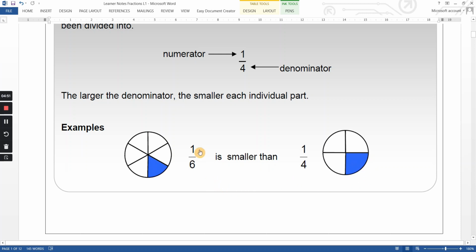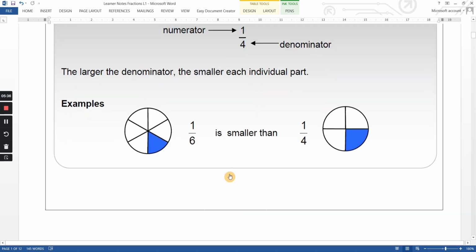You might notice that the larger the denominator, the smaller each individual part. So that's another good way of figuring out which fraction is smaller than the other. You might think, because it's a 6 at the bottom, that it's bigger, but it's going to be the opposite of what you think, really. So 1/6 is technically smaller than 1/4.